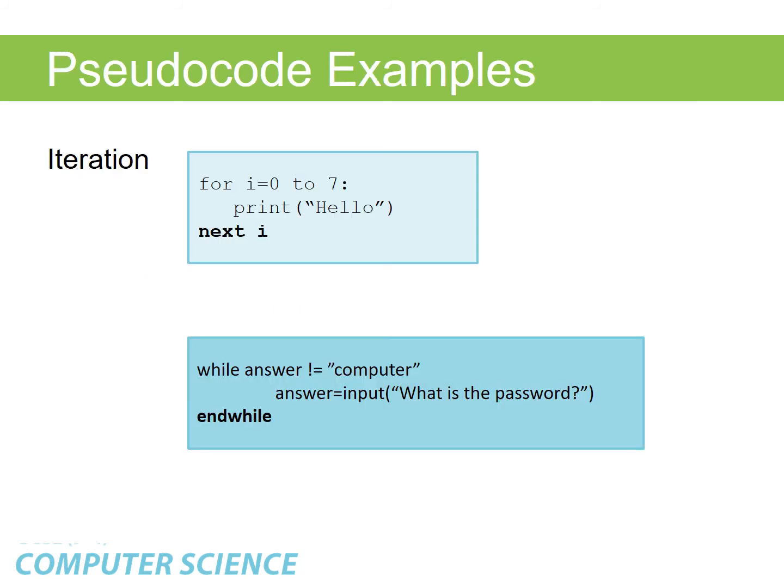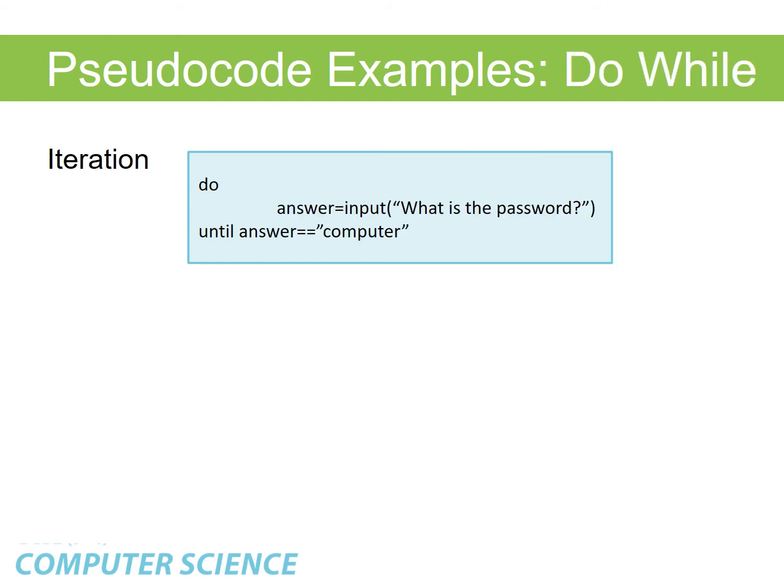So here's how we would do iteration in pseudocode. Almost exactly the same as we'd normally do, apart from at the bottom we'd put next I. Look at I though. I is our variable that we've used in our for loop. Now in some versions we'd put a colon at the end, some we might not. But that next I is really important. And when we're using while as well, at the end we need to put end while. But other than that, it's pretty similar to Python.